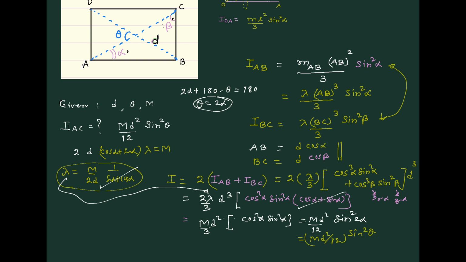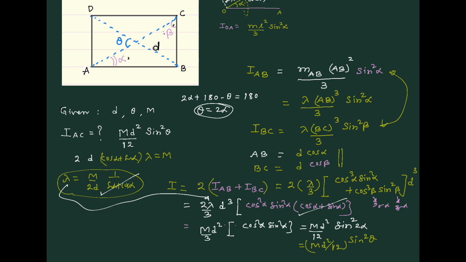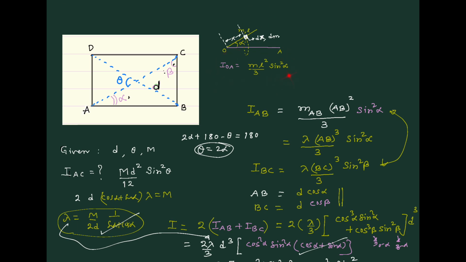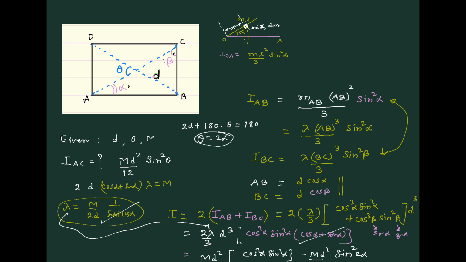This is more of mathematical. The only thing is that we realize this basic result and then this mathematical relation between d, alpha and beta, and properly replace linear mass density here. Linear mass density into total perimeter is total M. We will get the answer.